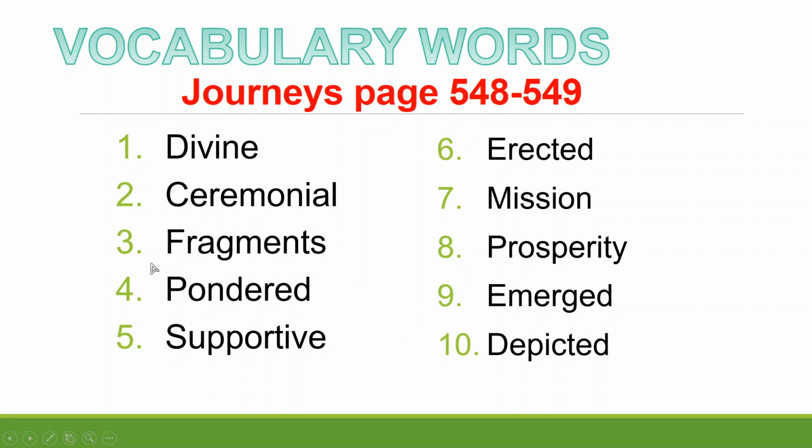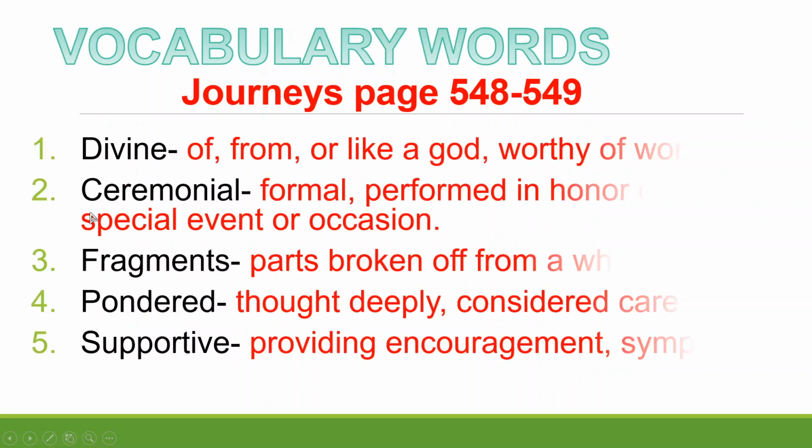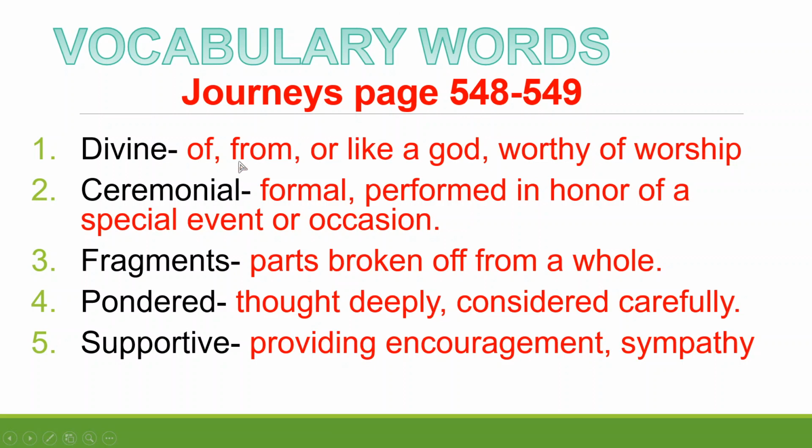So let's discuss the meaning of the words from 1 to 5. So for number 1, divine. Of, from, or like a god, worthy of worship. So in the ancient times, Egyptian civilization, pharaohs or their leaders, they felt like they were divine people, so they believed that they were like a god or worthy of worship. So that is the word divine. So anything related to or from a god or like a god, you can use the word divine.